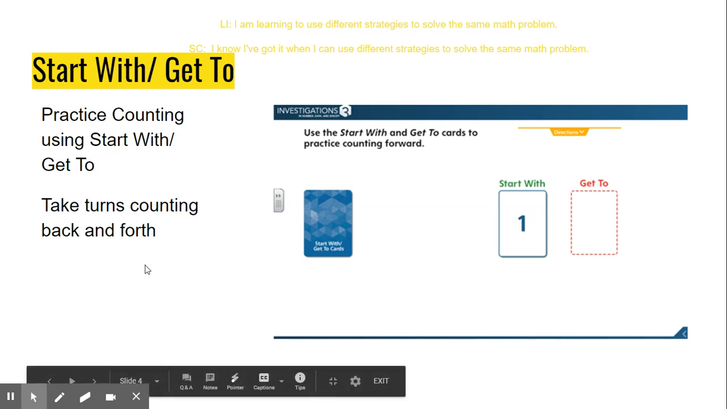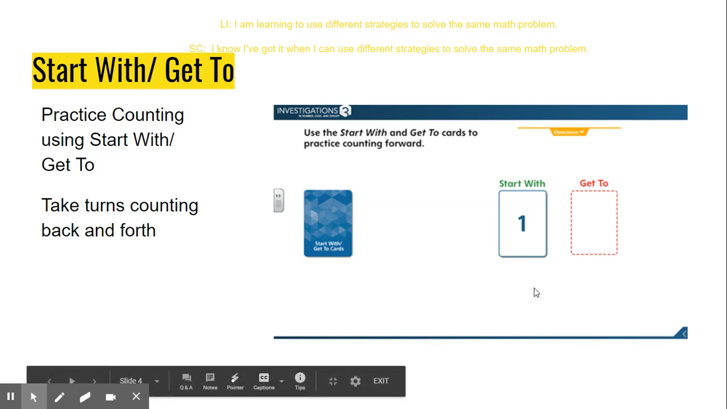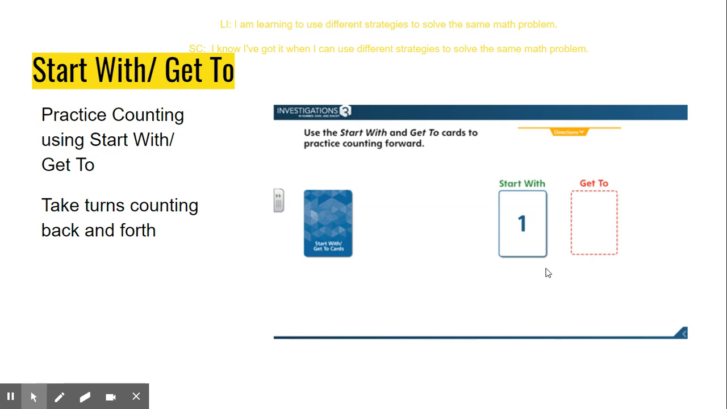You're going to practice counting using start with and get to. Take turns counting back and forth. So you want to make sure you spend time counting forwards, starting with the small number and getting to the bigger number, and making sure you count backwards, starting with the big number and getting to the small number.